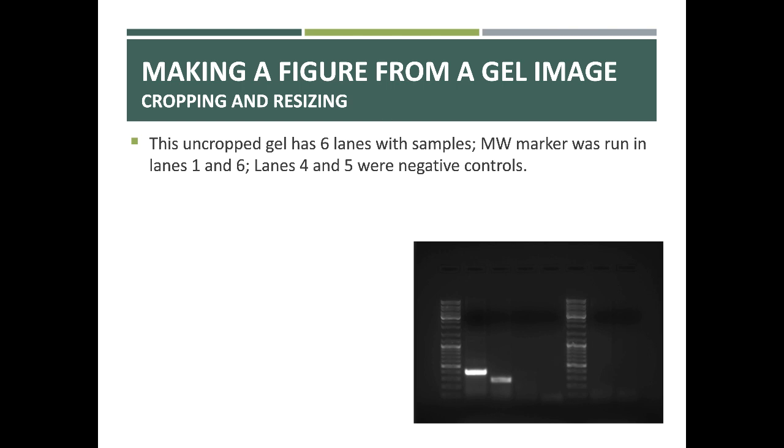It has 6 lanes, and this isn't a gel of what we would have seen in our initial or nested PCRs. This is just a random gel. But in this particular gel, you have molecular weight ladders in lanes 1 and 6. 4 and 5 are 2 negative controls, and 2 and 3 are the test samples that were ran.